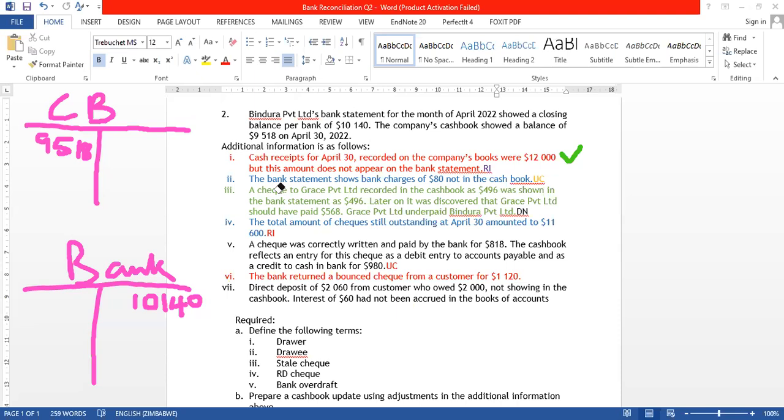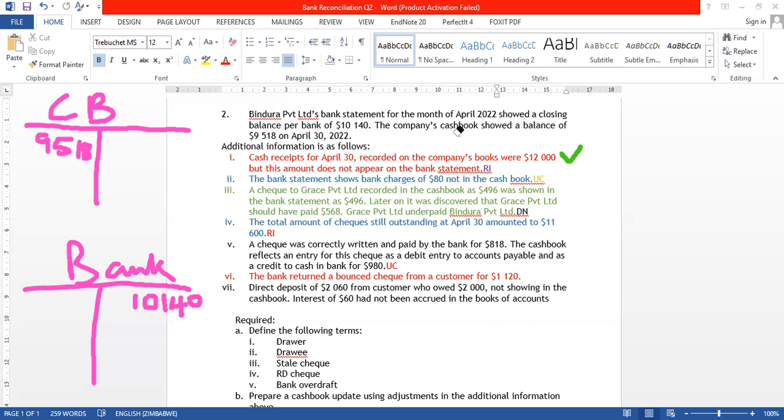So next item, who is going to read the next item? The bank statement shows bank charges of $80, not in the cash book. Let me ask in the group, what do you think we must do to that transaction? Bank shows bank charges. What must we do? So we have to adjust our cash book. Yes, adjust the cash book. Update the cash book.